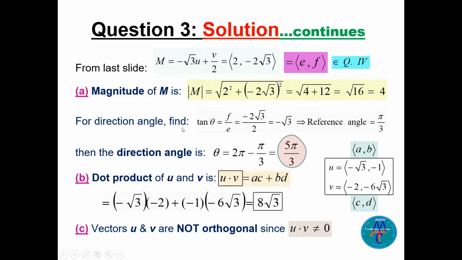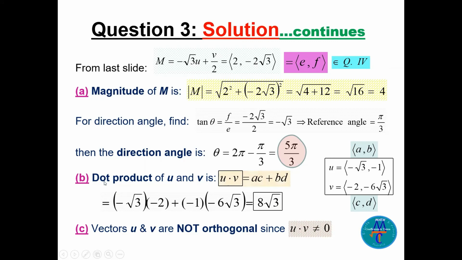To find the direction angle, find tan theta. Let's call this E and F. So tan theta will be minus 2 square root of 3 divided by 2, which will be minus square root of 3, and the reference angle is pi over 3. Since the vector M is in quadrant 4, we can find the direction angle theta: 2 pi minus pi over 3, which is 5 pi over 3.